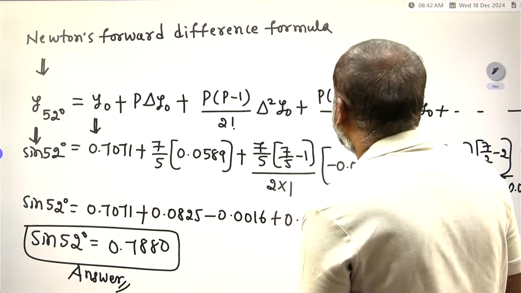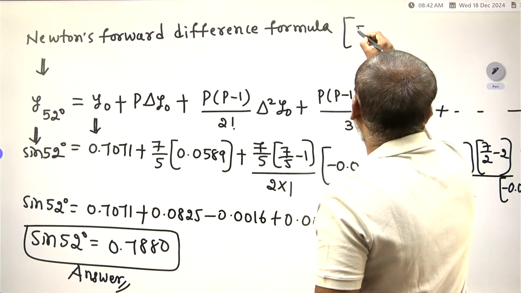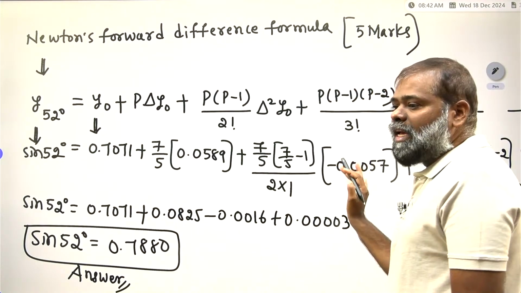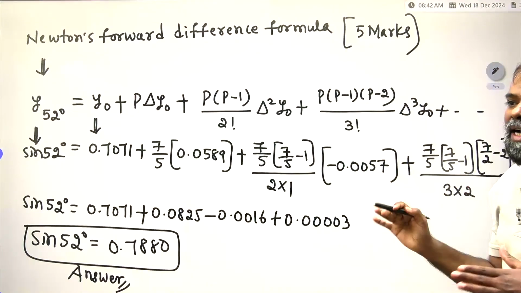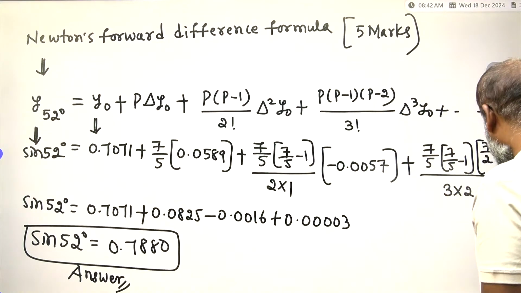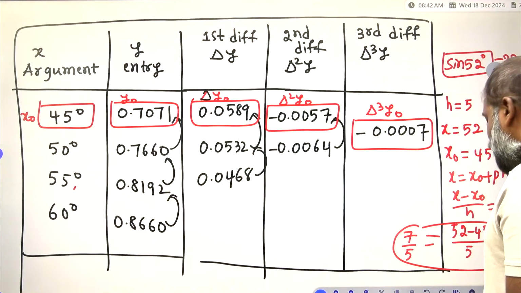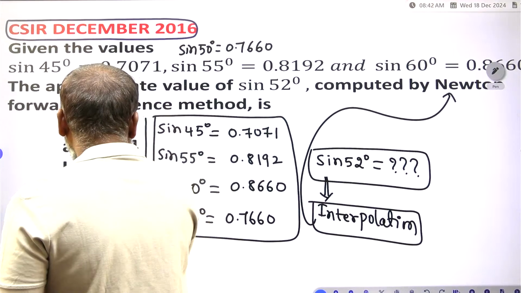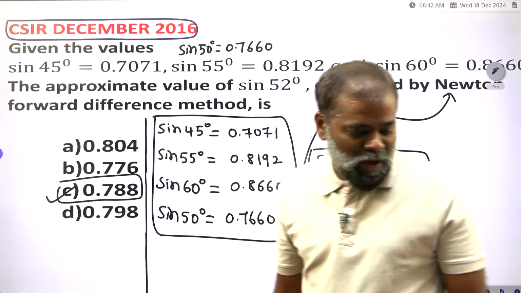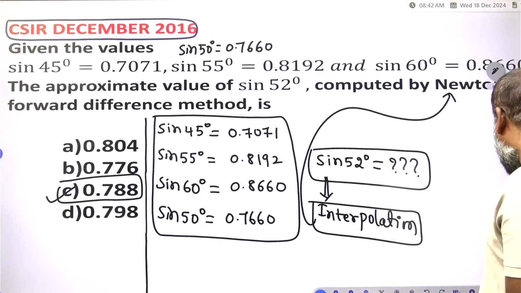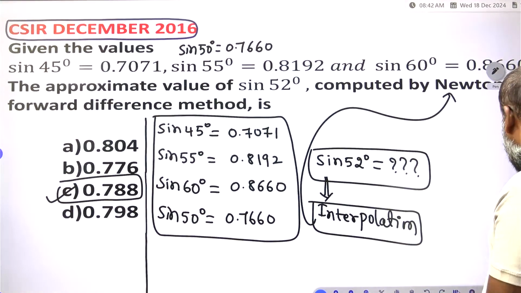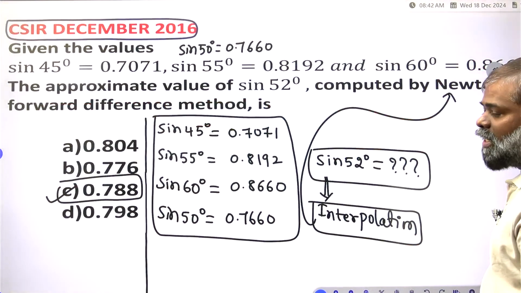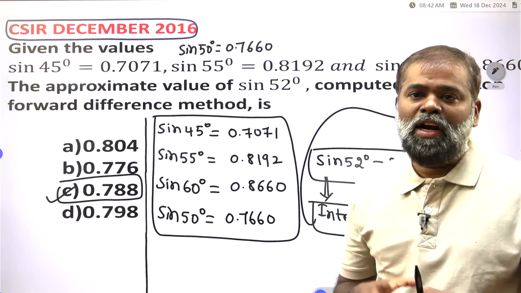How many marks did this question carry in the CSIR examination? A 5 marks question. You just need to know multiplication and division. If you know multiplication and division, then it is easy to calculate your answer. What is your answer? Answer C is correct, 0.788. Answer C is the correct answer, 0.788. Clear? Like this we have to do in our competitive examination.